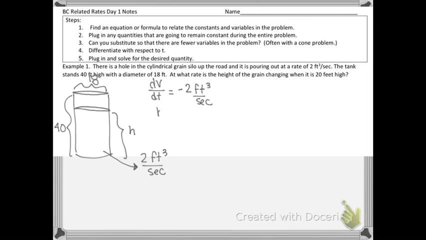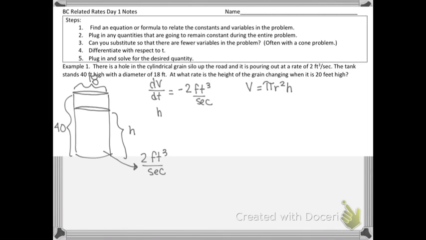We're also talking about a height in the problem. I'm not going to plug in a value for height yet since it is a variable, it's changing. And it's also mentioned in diameter. I'm not going to write down D just quite yet. But let's go ahead and write down the formula for the volume of a cylinder. So the volume of a cylinder is pi r squared h.